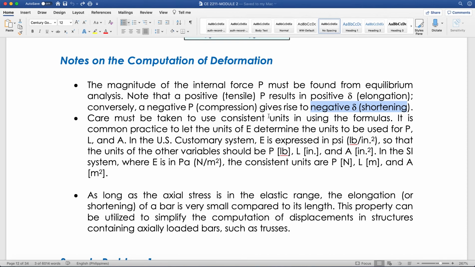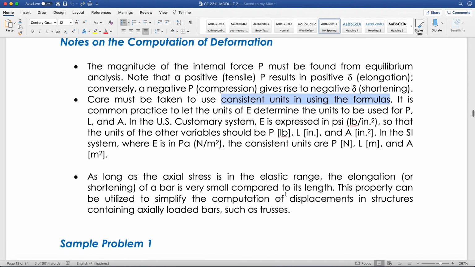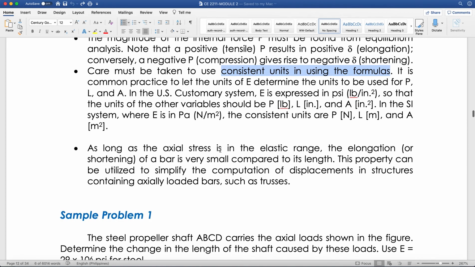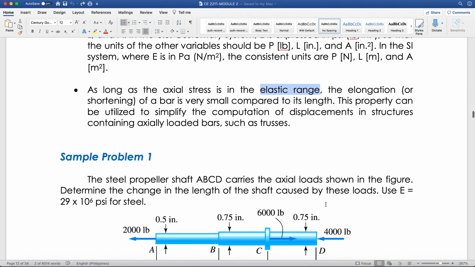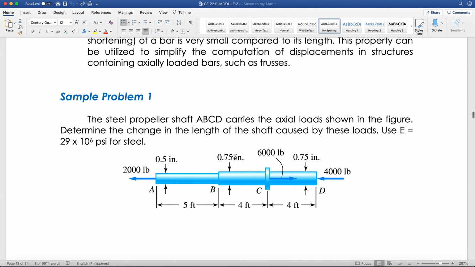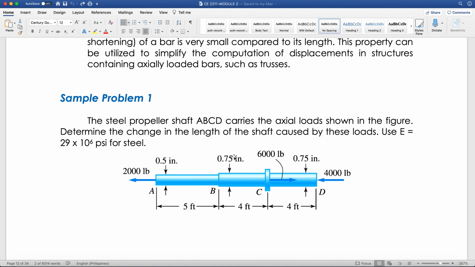Okay? Be careful with your units, consistency of units in your formula. As long as the axial stress is in the elastic range, the elongation of the bar is very small compared to its length. I repeat, pag nasa elastic state or elastic range pa yung elongation natin, sobrang liit lang yan. Compared sa plastic na, it is very evident, malaki na siya compared sa original state. Okay? So, that's for part 1 for the problems that would be handwritten.